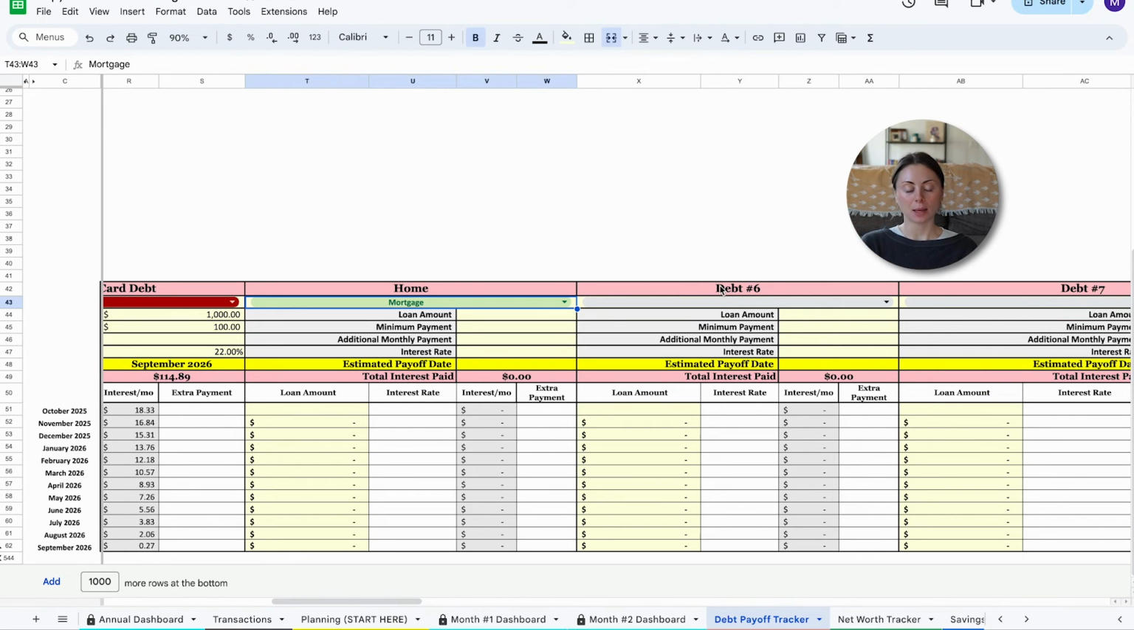I want to give a note about a mortgage. If you're adding that to your debt payoff tracker, make sure that your minimum payment is only including what's going towards the principal and interest. This number shouldn't include things like home insurance or property taxes, things that aren't actually paying off your mortgage, because that's going to skew your numbers and your payoff date and your interest paid. Just a reminder, if you do have a mortgage, don't include those in your minimum payment.